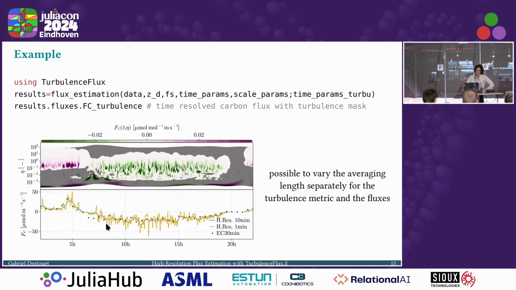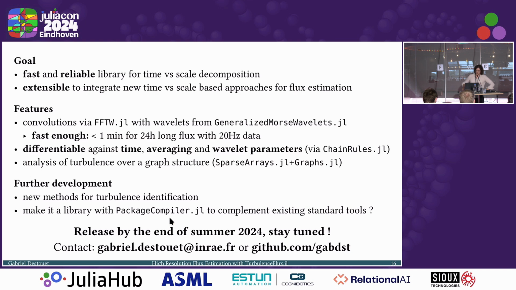You can see that it correlates well with the standard way to do it, but with higher resolution. And the nice thing is that you can change the averaging length in order to get something which is here less noisy, but you can vary the averaging length. So it's kind of nice. The package will be released hopefully by the end of this summer, and I'm also looking for contributors. So if you are interested, contact me. Thank you.